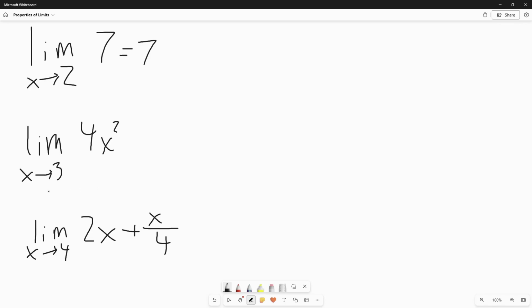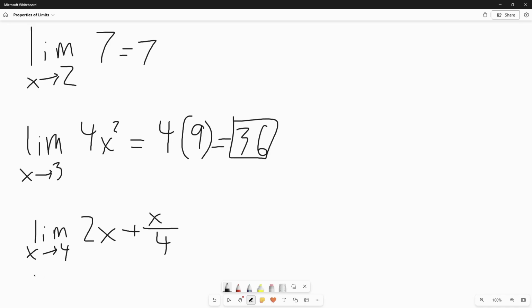And the second one, the limit as x approaches 3 of 4x squared. We learned that if we have the limit as x approaches anything of a constant multiplied by a function, here the constant is 4 and the function is x squared, we can put this constant at the front of the limit, and we get 4 times the limit as x approaches 3 of x squared, and that is just 3 squared, which is 9, and we get 36.